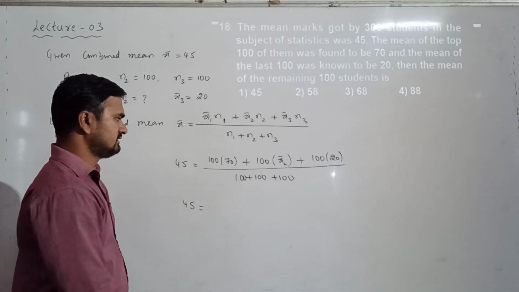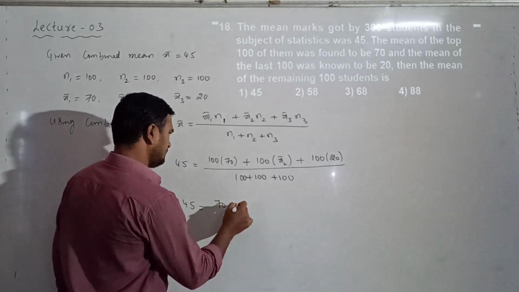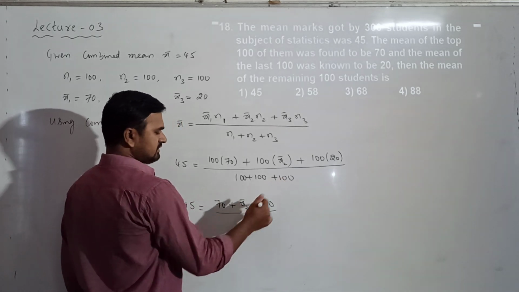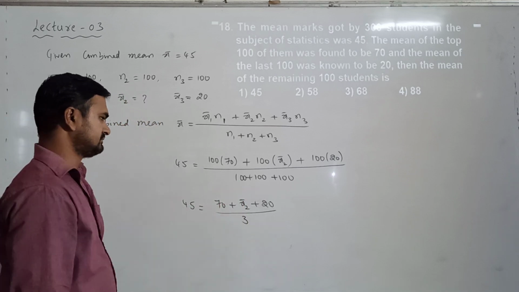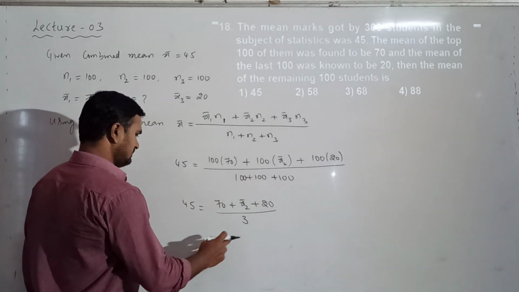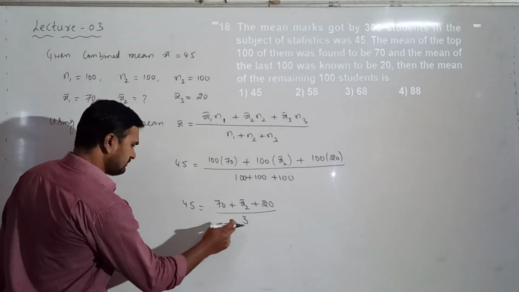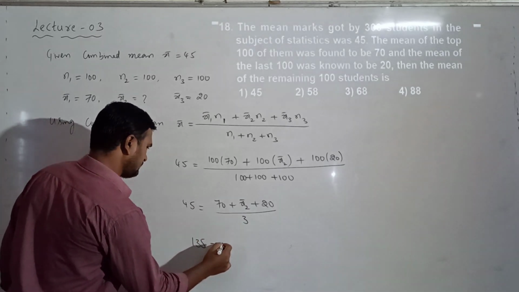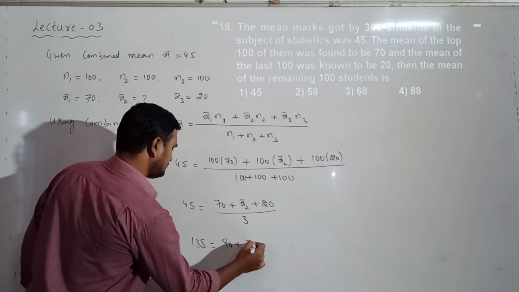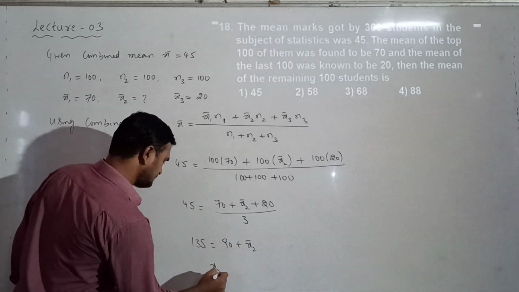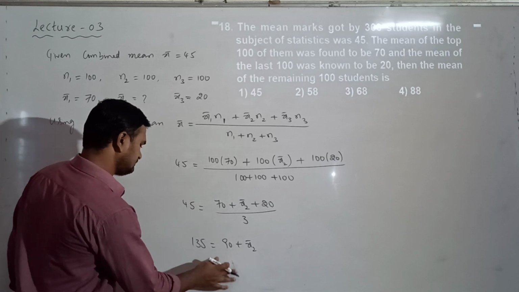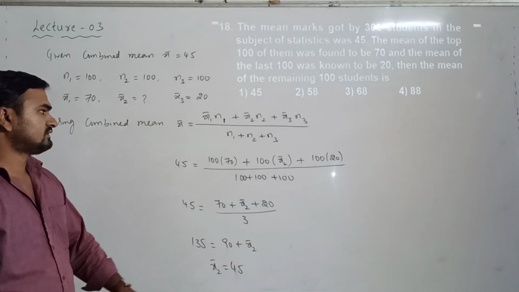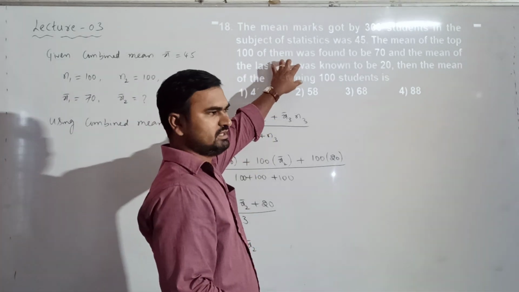100 we can take common and cancel, so remaining 70 plus x2 bar plus 20. In the denominator, 100 taken common, so remaining will be 3. Right? Multiply 45 into 3. So how much we get? 135 is equal to 90 plus x2 bar. So what will be x2 bar? x2 bar will be 45. So the average of the middle students will be 45.